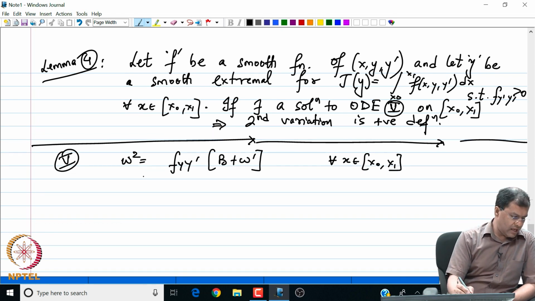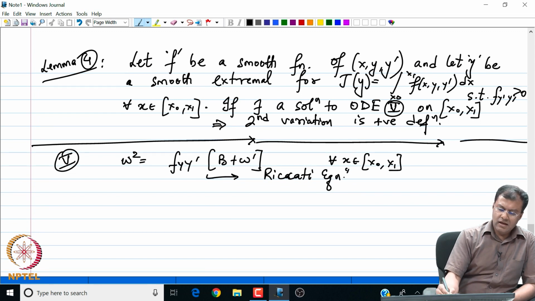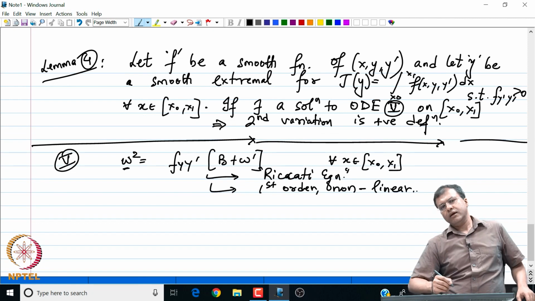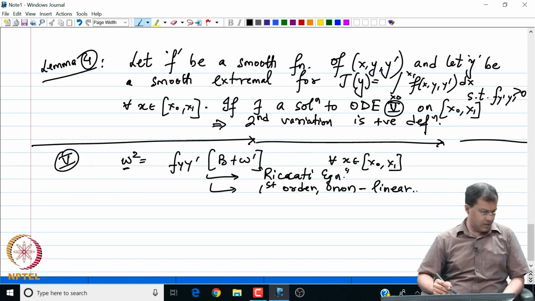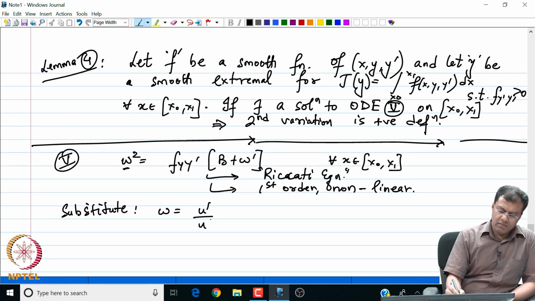Notice that this ODE is in the form of the famous Riccati equation, and secondly this is also a first order non-linear ODE because of the presence of this omega square term. So, the first step that we will do is change it into a linear ODE in order to satisfactorily find the solution to it. So, we substitute omega equal to u prime by u times f y prime, right.